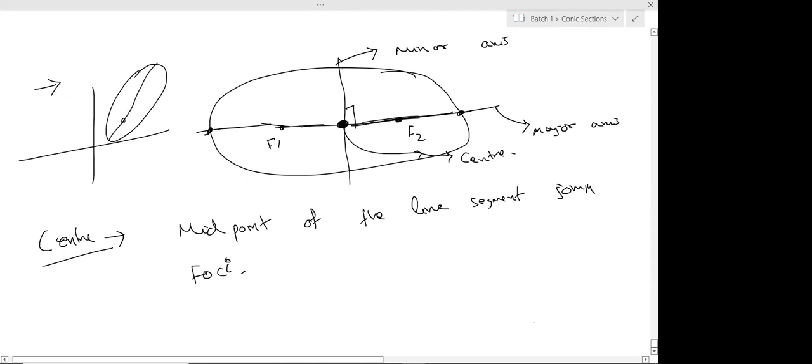So this will be the major axis that passes through the foci. This will be the minor axis, right? After that, vertices. The endpoints of the major axis are called vertices. That means this is a vertex. This is also a vertex. All right, very easy.